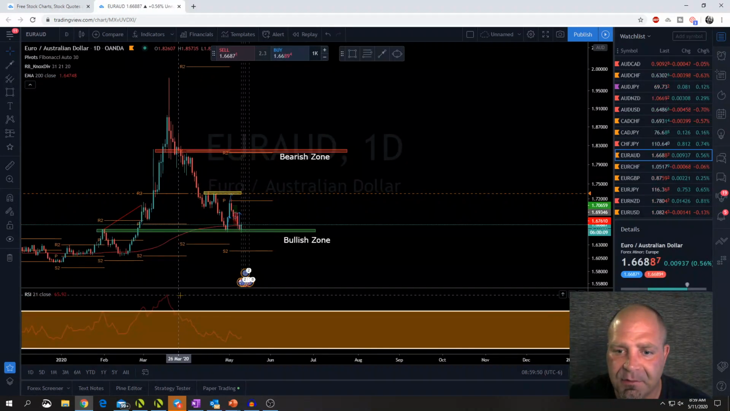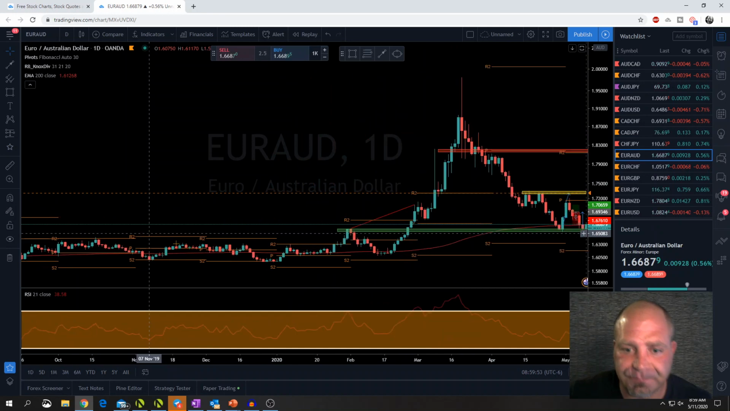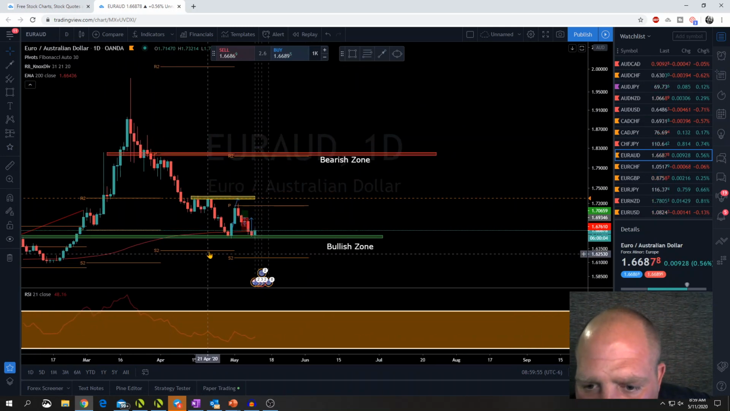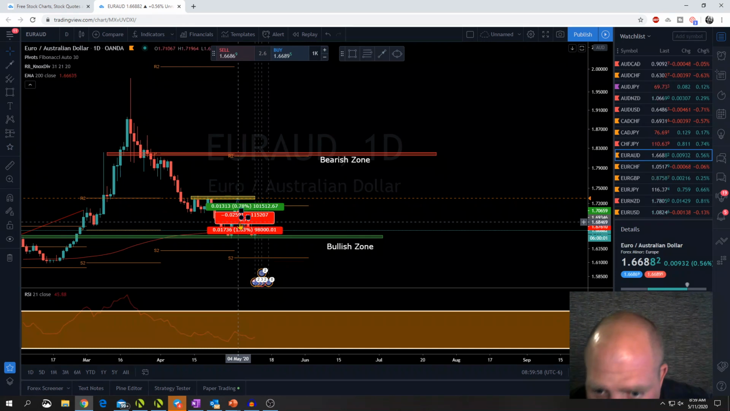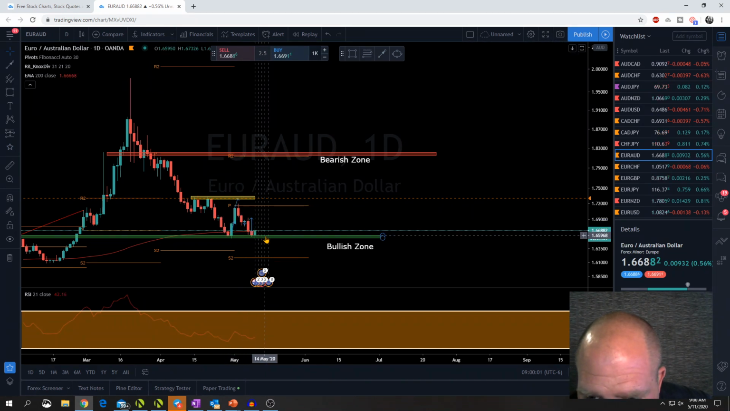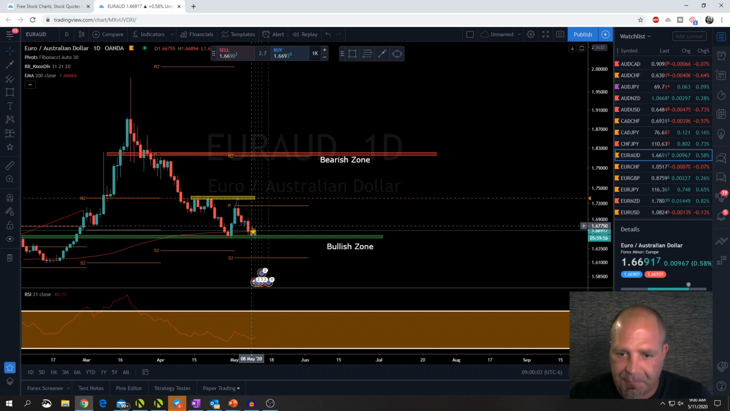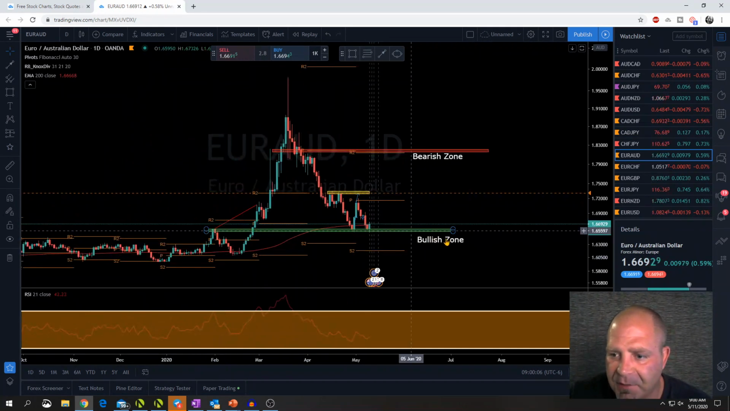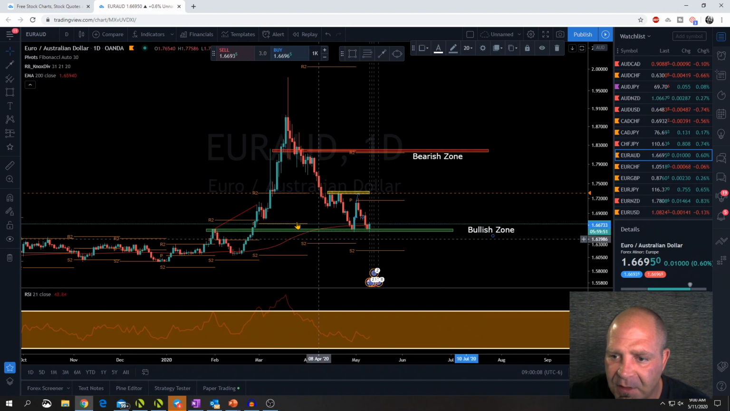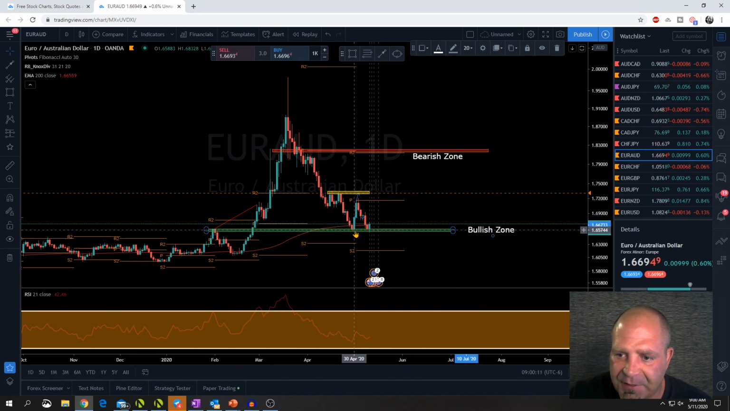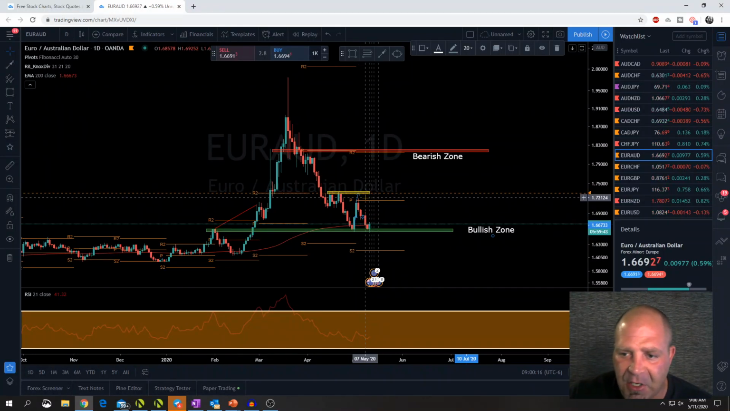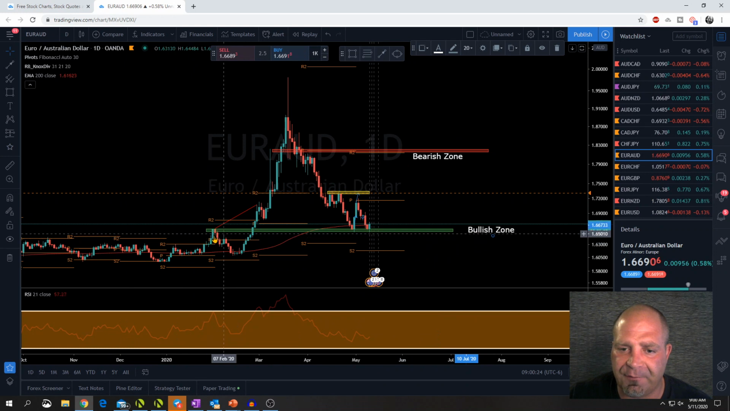Euro AUD. Good old Euro AUD. All right. So Euro AUD, well, we got a double bottom, guys. One of my favorite patterns, a double bottom in my bullish zone. You can see price dip below the 200 EMA, pretty much came back to the pivot, went back home, and then made another attempt, and now we're starting to see a bullish candle.